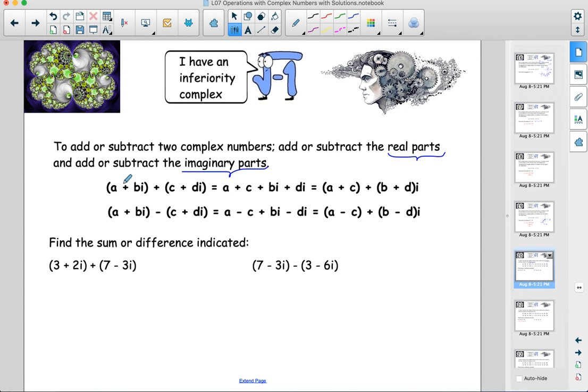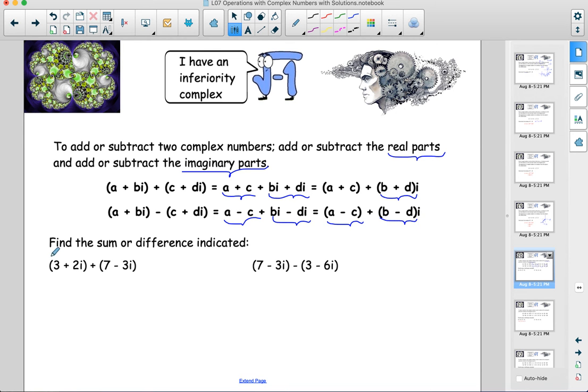So if I have a complex number a plus bi plus c plus di, the real parts are a plus c. I'll add them together. The imaginary parts are bi plus di. And that in the end is going to give me a plus c, and then I have b plus d times i. If we're subtracting, we would be a minus c, subtracting the real parts, and bi minus di, subtracting the imaginary parts, and in the end my real part would be a minus c, and my imaginary part would be b minus d times i.